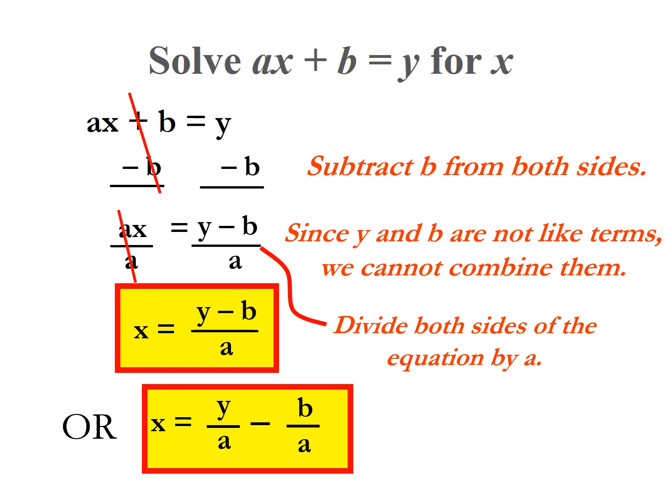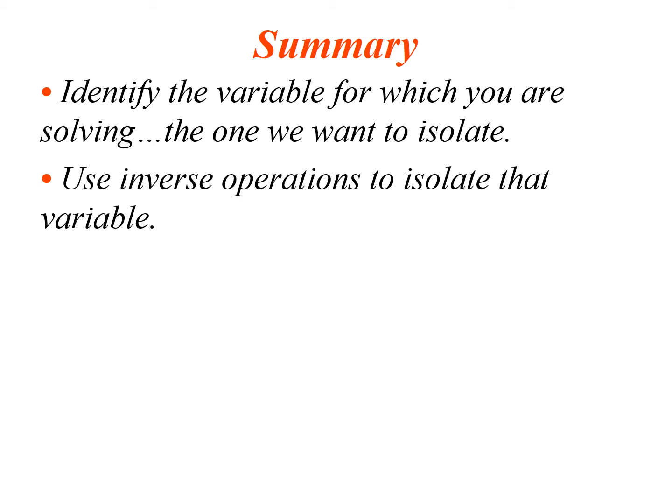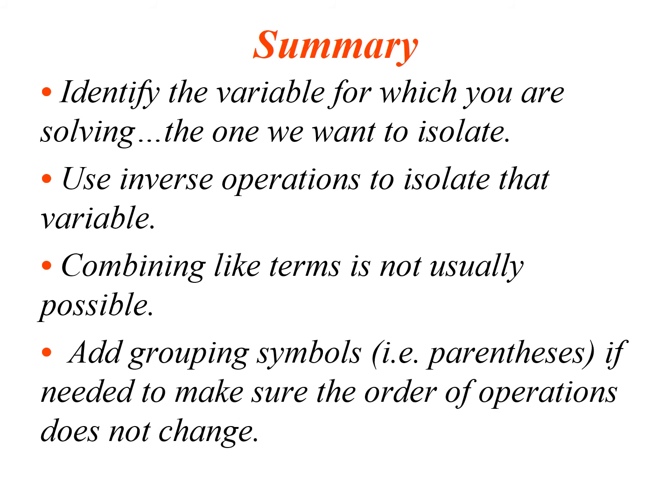That's split up. So now here's a summary. We would always identify the variable for which you are solving, the one we want to isolate. Use inverse operations to isolate that variable. Then remember that combining like terms is usually not possible. Usually, not saying they won't throw one at you like that, so be prepared. But adding grouping symbols like parentheses might be needed in order to make sure that you do your order of operations perfectly and in order.